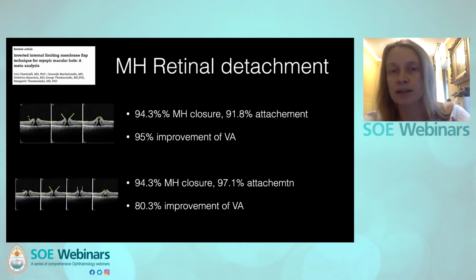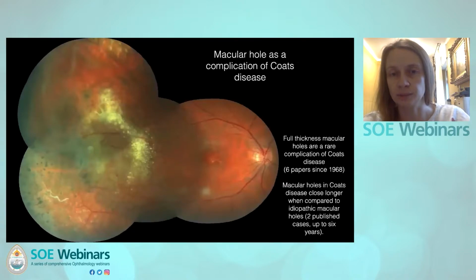The more demanding cases of macular holes coexisting with retinal detachment give us the same results, and it's especially important in regard to visual acuity. As you can see, the visual acuity is significantly better in the group where the ILM was only gently positioned on the top of the fovea.